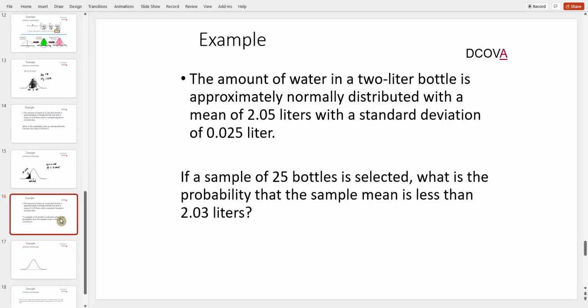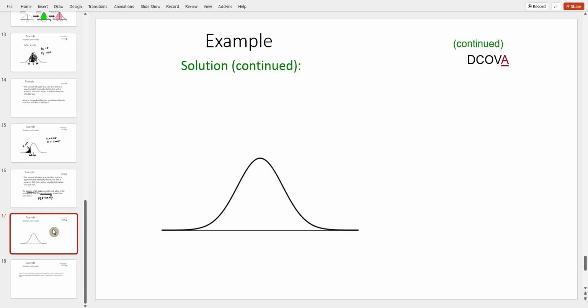So looking at this same problem, what if you drew a sample of 25 bottles? What is the probability that the sample mean is less than 2.03? So this time we're not looking at an individual bottle. We're looking at a sample of 25 bottles. And we want to know the probability that the sample mean. So basically we're calculating this.